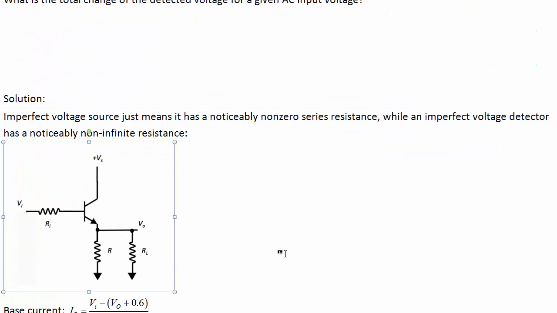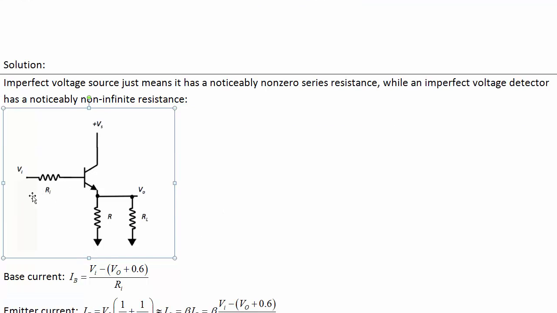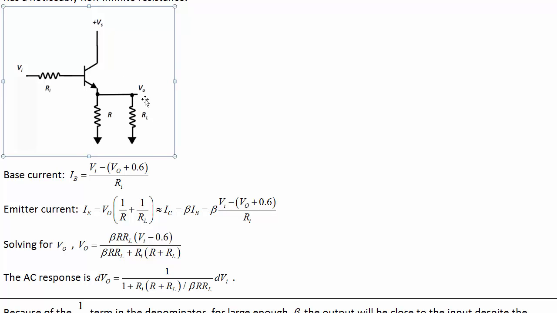So here's a picture of that. We've got some imperfect input, imperfect output, and we want to find out what the change in the output is relative to the change in the input. So we're going to translate the input across this resistance and then it drops by 0.6, and that gives us our output, but the current can be split between R and RL.